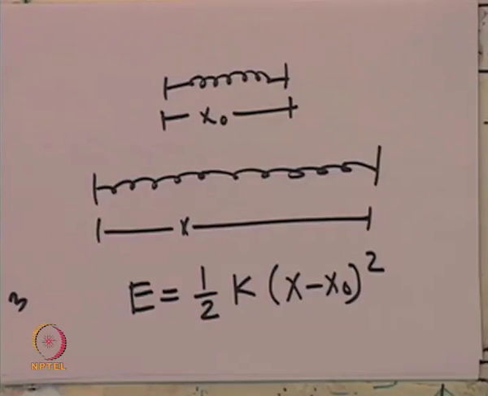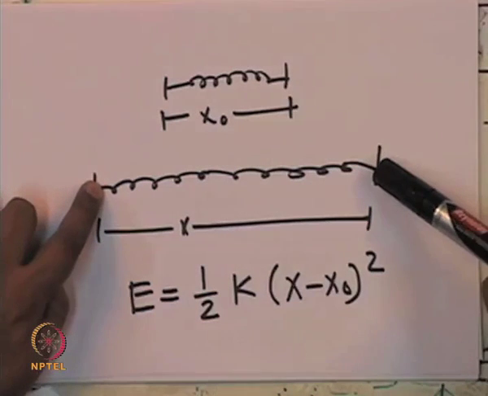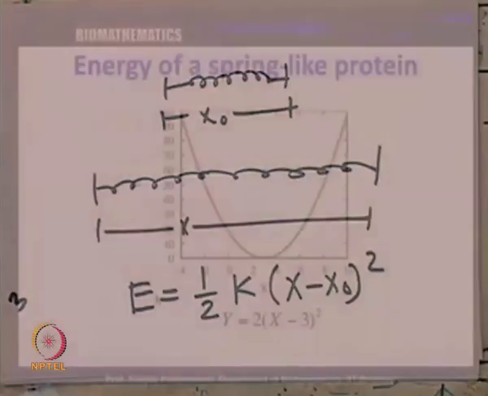So, the energy needed to stretch a spring of this length to this length, the energy needed to stretch is half k into x minus x 0 whole square. Now, let us look at this example. So, let us look at this next slide.